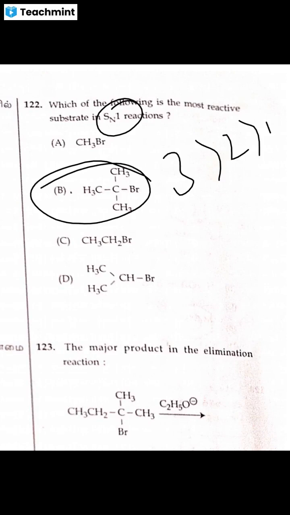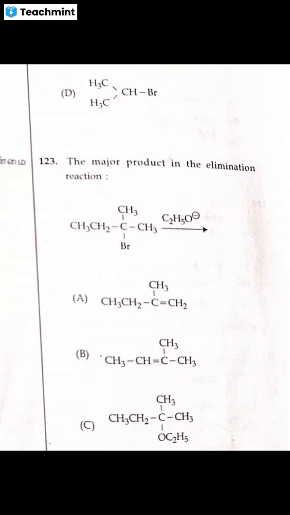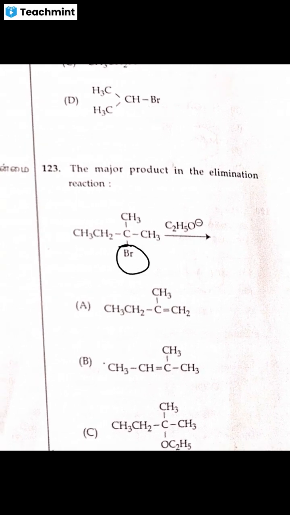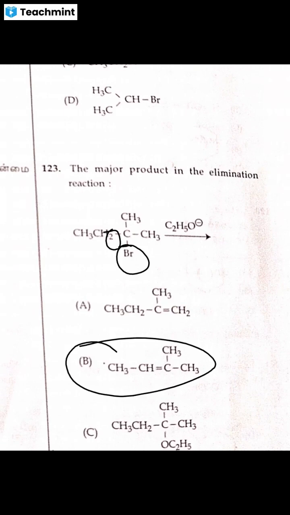Then next, it is an elimination reaction. In elimination we follow Saytzeff's rule: the double bond is formed at the highly substituted alkene. Here bromine is removed from here and hydrogen is removed from here, and only then we will get the highly substituted alkene. Option B.